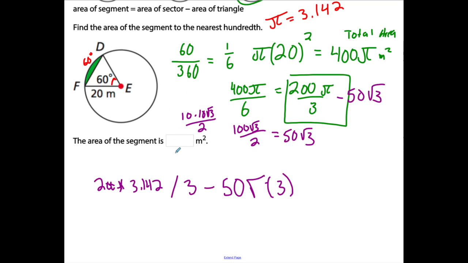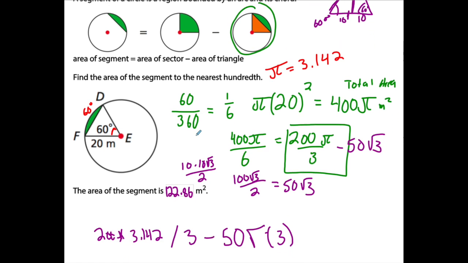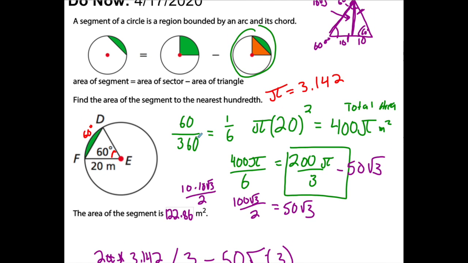When I do that, I get approximately 122.86 meters squared. If you use 3.14 instead of 3.142 on this one, you get 122.73. So you actually do get a different answer. If this was done on my HRW, you'd have to take that into consideration. I'm assuming you'd use 3.14. But that's essentially the idea.